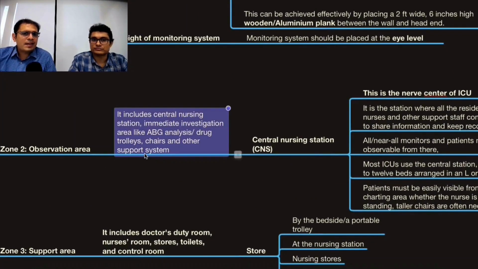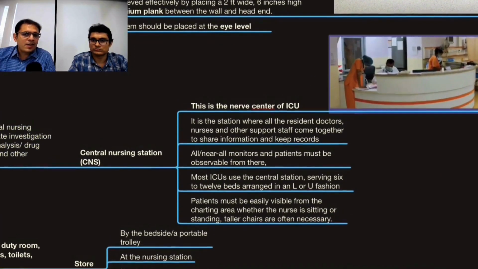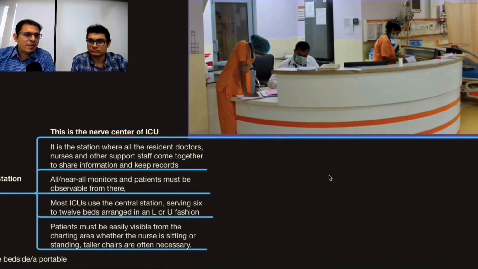The observation area is a central nursing station in which the main nurse or the senior nurse sits, and the analysis of patients can be done by the doctor. It is the nerve center of the ICU because this is the zone where a maximum of work and discussion is happening. It is the place where all the resident doctors sit once they complete the round, and all the monitors must be observable from there.